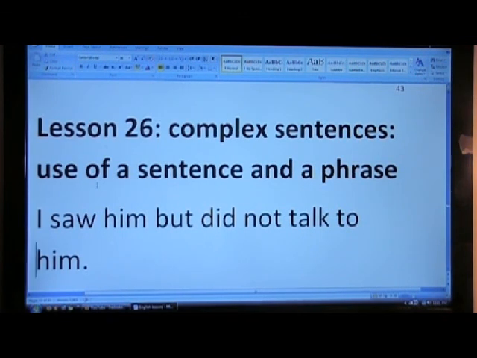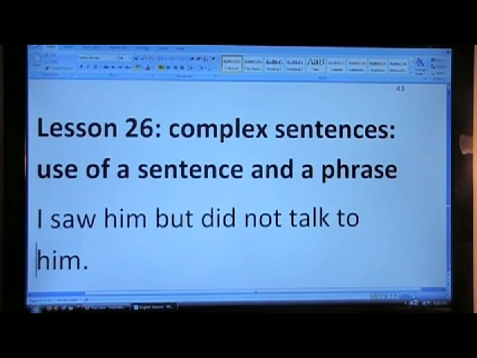Lesson 26. Complex sentences. This is when we use a sentence and a phrase. So a phrase is that part of a sentence that cannot stand on its own, because it either doesn't have a subject or it has some deficiencies that cannot stand on its own. From here you say, I saw him but did not talk to him. Here the second part does not have a subject. So did not talk to him cannot stand on its own. We're still connected with the but, this becomes a phrase, right?